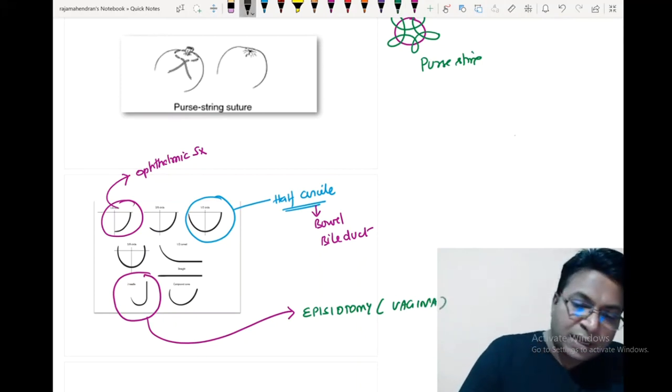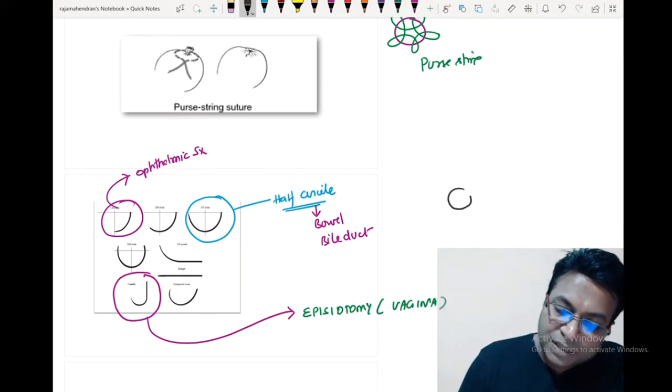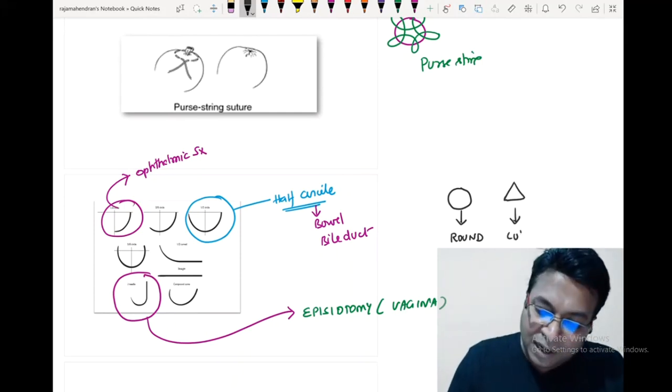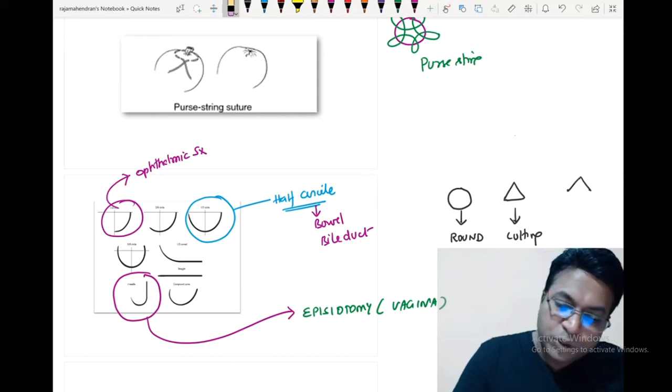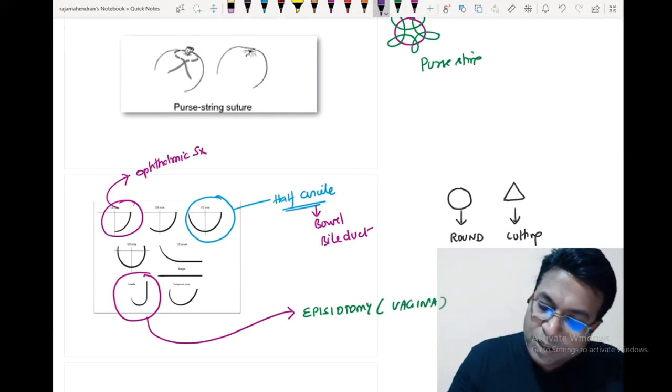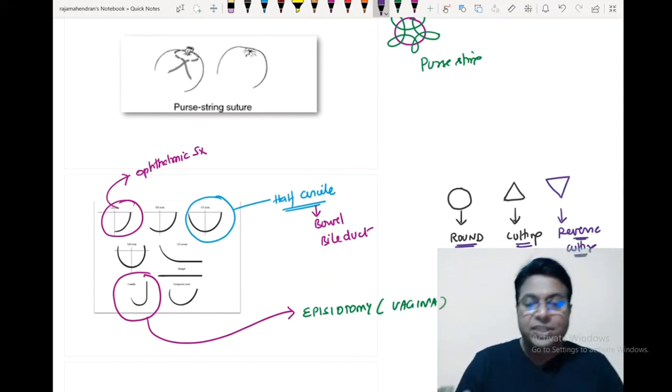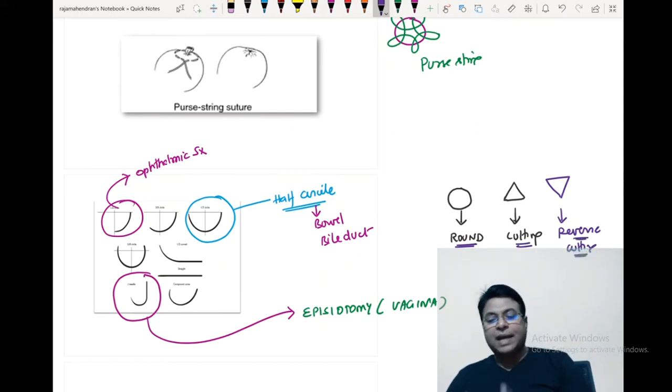So the needles have the following shapes. This is a round body needle. This is a cutting needle. When you cut and see the central place, it is a cutting needle. And now I am going to show you the reverse cutting needle. So this is the reverse cutting needle. Round body needle, cutting needle, reverse cutting needle are the three shapes of needle. Okay, so these are the three needles.